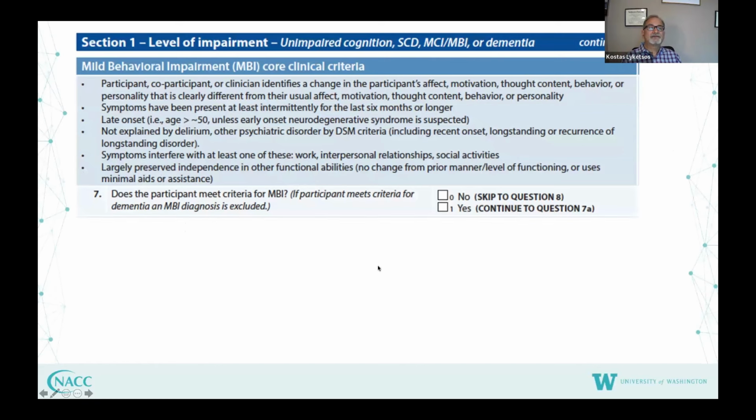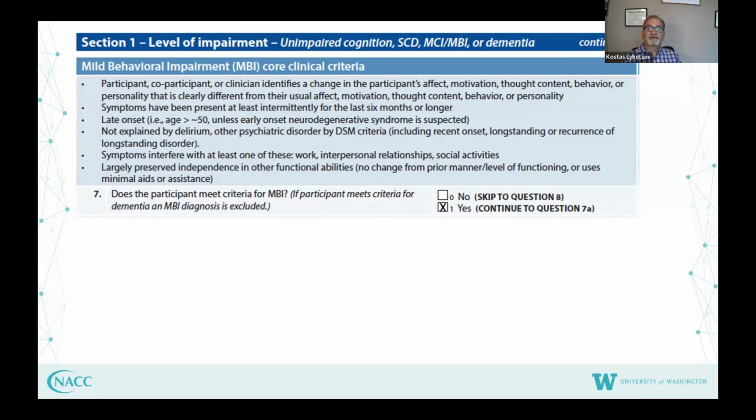So how do we rate this individual? In this case, the family notes a change in affect, in particular in motivation. Symptoms have been present for at least 6 months. It's late onset after age 50, and cannot be explained by delirium or another psychiatric disorder. Symptoms interfere with at least one of these, in this case, interpersonal relationships, and she's largely preserved independent. She has MCI, and so that largely covers that.